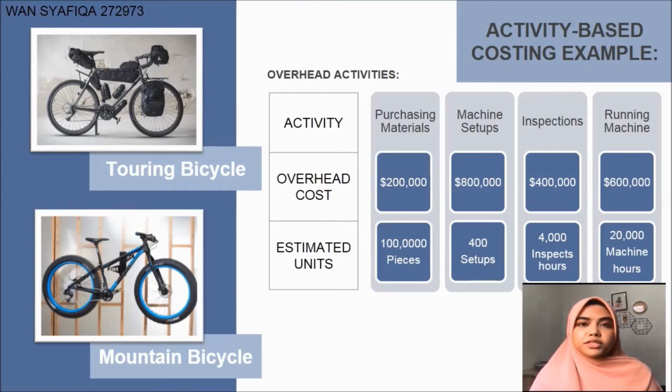Machines will have to be set up for a new product 400 times, with $800,000 overhead. The organization will carry out 4,000 inspections with $400,000 overhead. Finally, $600,000 for 20,000 hours of machine time will be expensive. These estimates were made last year and will be used throughout the current year.